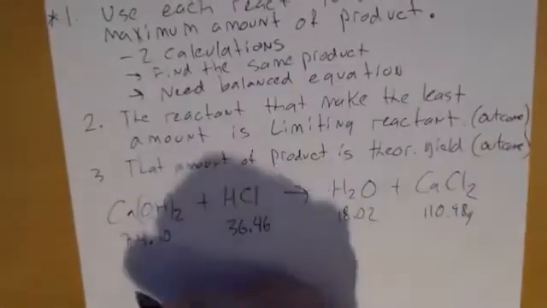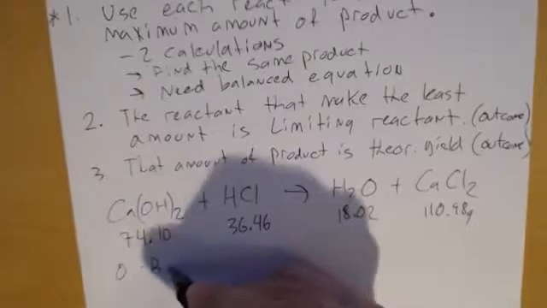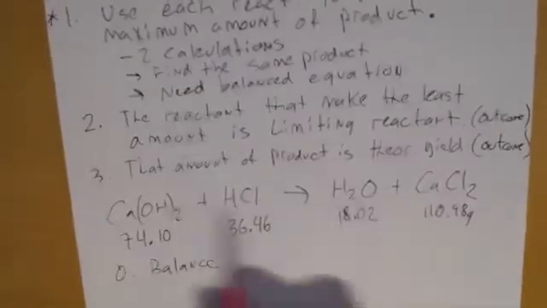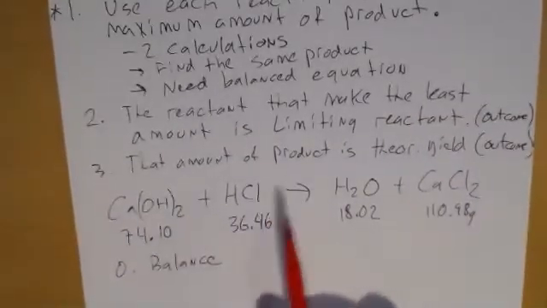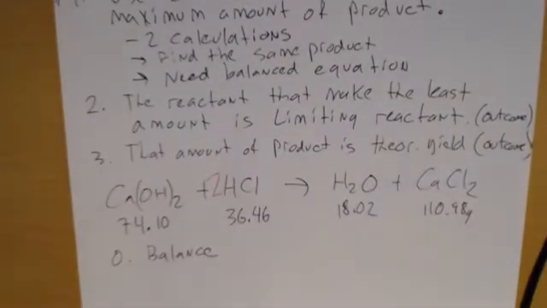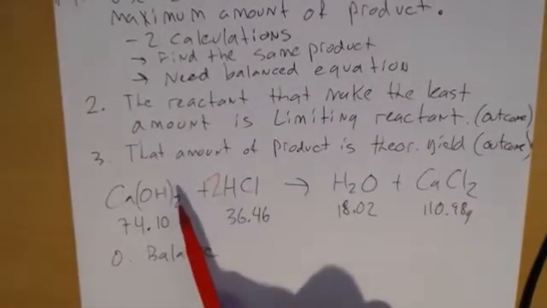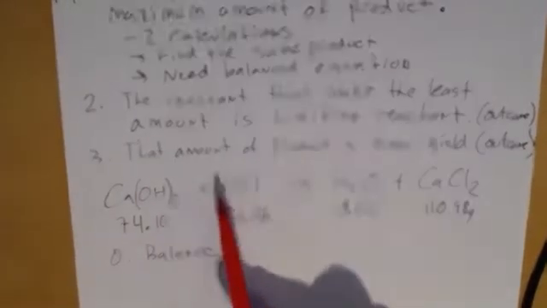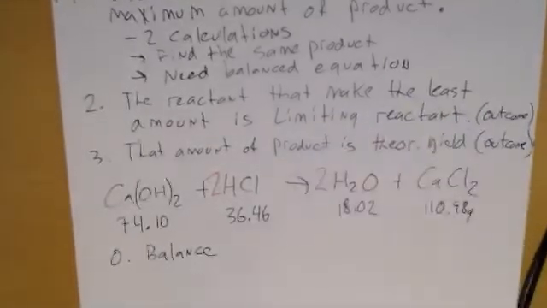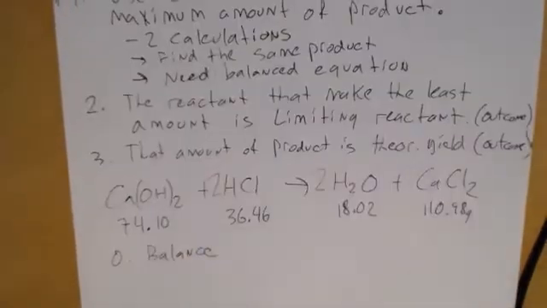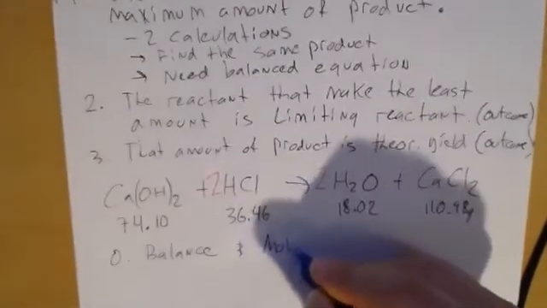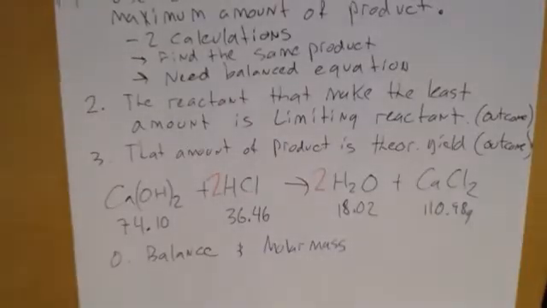So maybe step 0 is balance, right? If I look at this, there's 1 calcium on each side. I have 2 chlorines there, 1 there, so I'll need to put a 2. Once I've done that, I'm looking at hydrogens. There's 2 hydrogens here and 2 hydrogens there, which means there's 4 here. There's only 2 over there, so I'll put a 2 over there. And when I do that, it balances the oxygen. So I should balance, and molar mass is really handy.